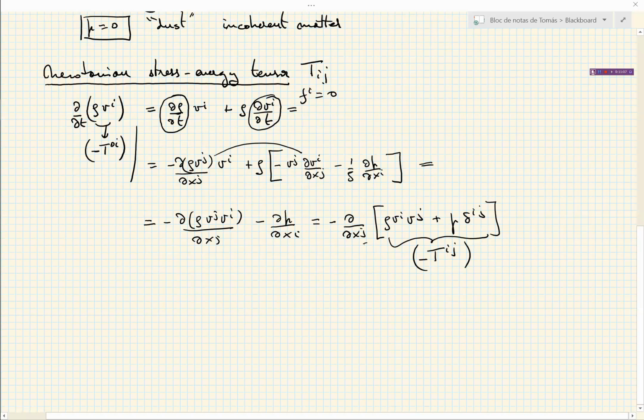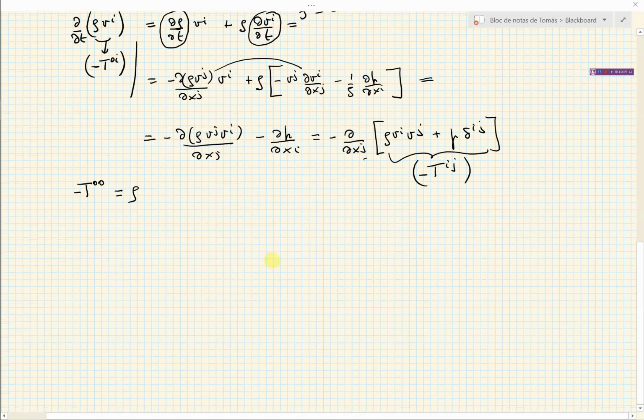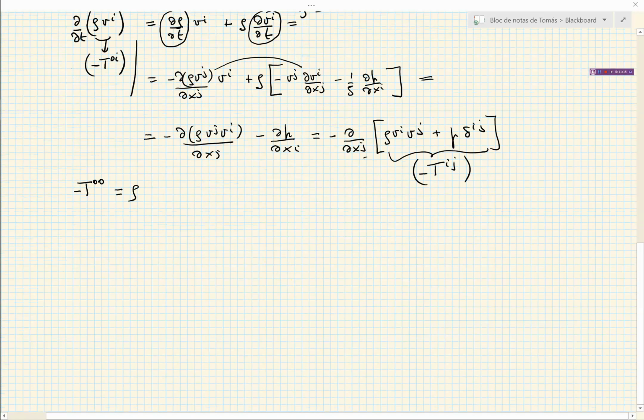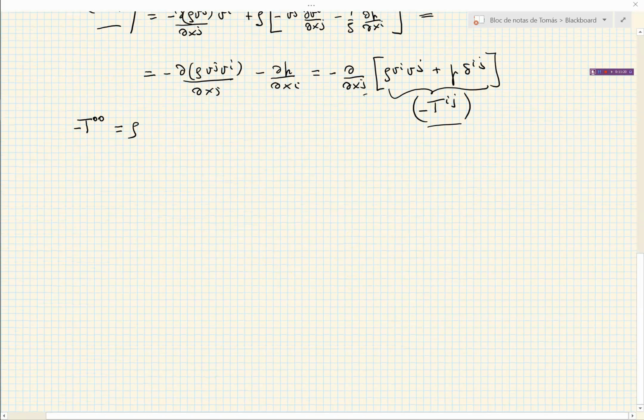Furthermore, I'm going to define minus T00 as the mass density. And with these definitions, okay, then I construct my energy momentum tensor. This minus sign is conventional, okay, because you know that in my conventions energy density is minus T00, so this is why I put the minus here.